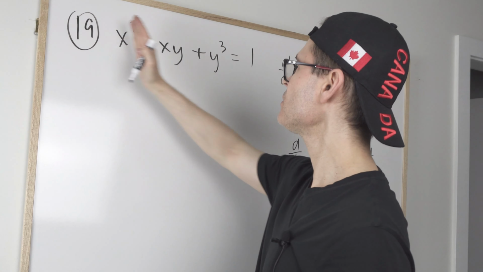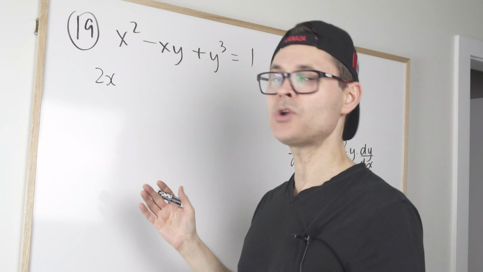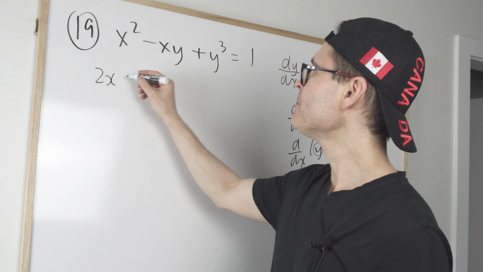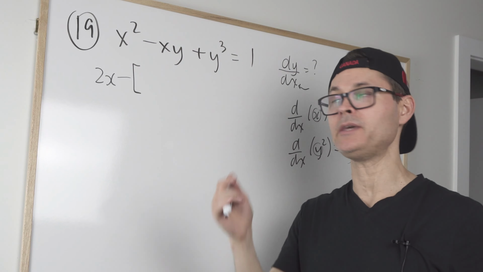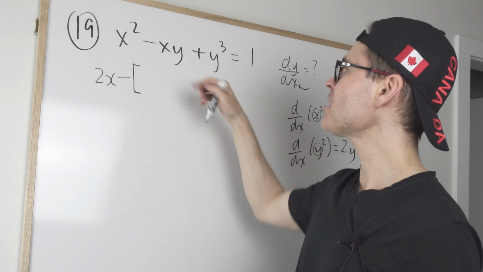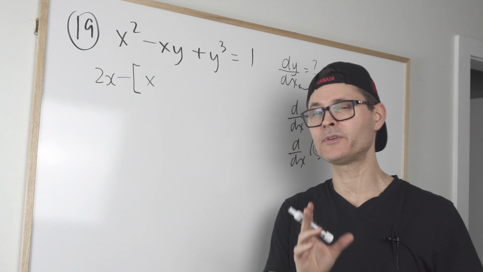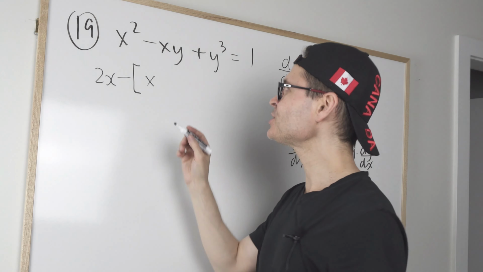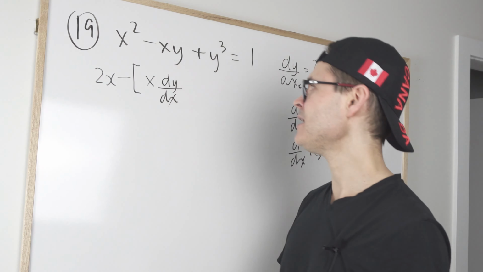So we're just going to go right from left to right. The derivative of x squared is just 2x. There's no y there, so it's just normal. Minus, I'm going to open a bracket here because that's going to turn out to be the product rule. So x times the derivative of y. I'm not going to say the derivative of y is 1. It's actually dy/dx.